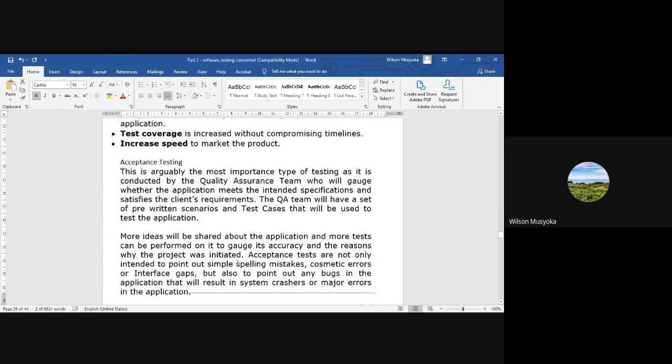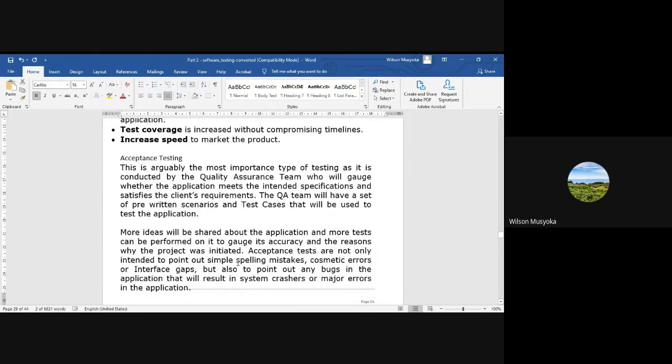Then after that, we come to acceptance testing. That is the highest level. And this is the one which will involve the functional testing from the client's perspective. And this one is important because if the system is not accepted, then it will be of no use.